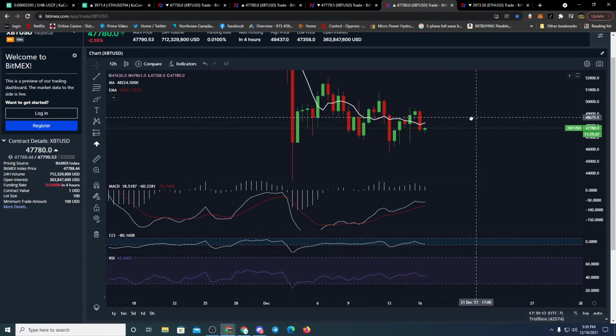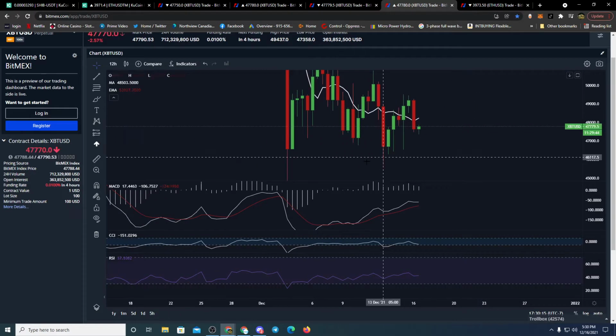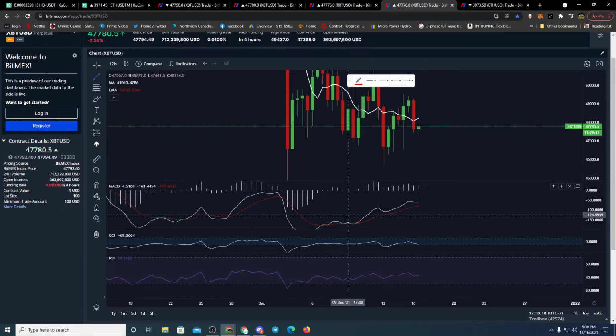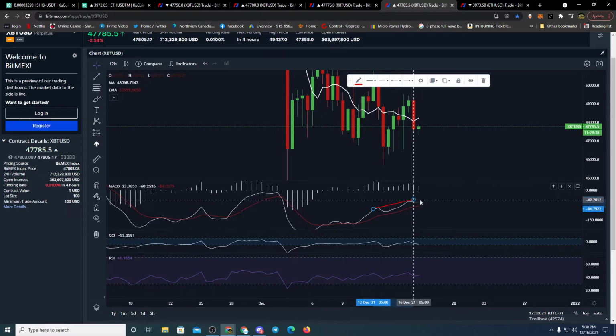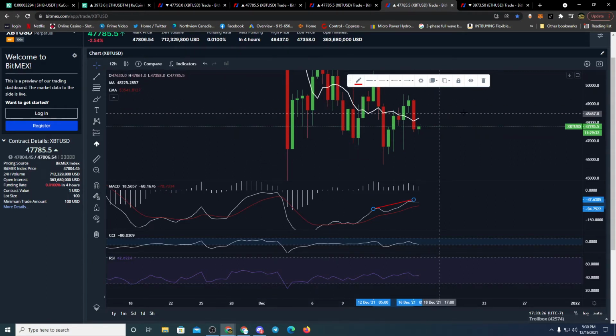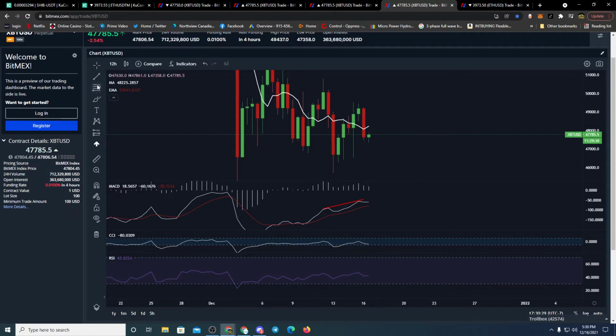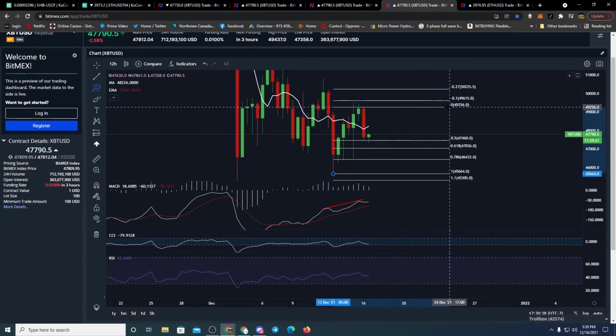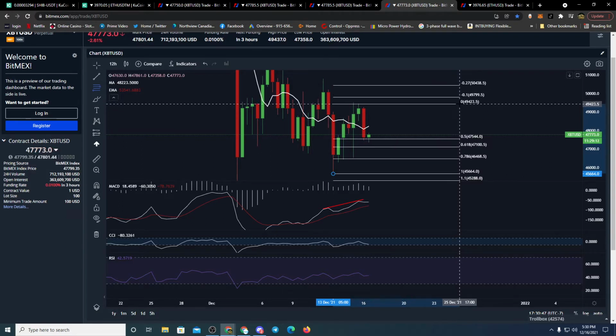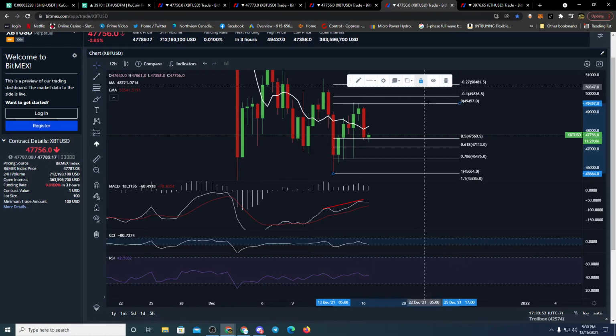So we're going to take a look at this and see what we have going on. To start, here we have a hidden bearish divergence forming. So we will grab our fib, and then we are going to drag it just a second, right around there. Anywhere there is good.